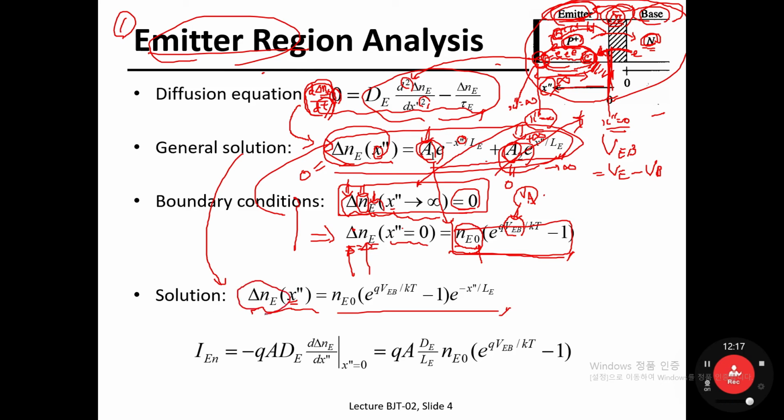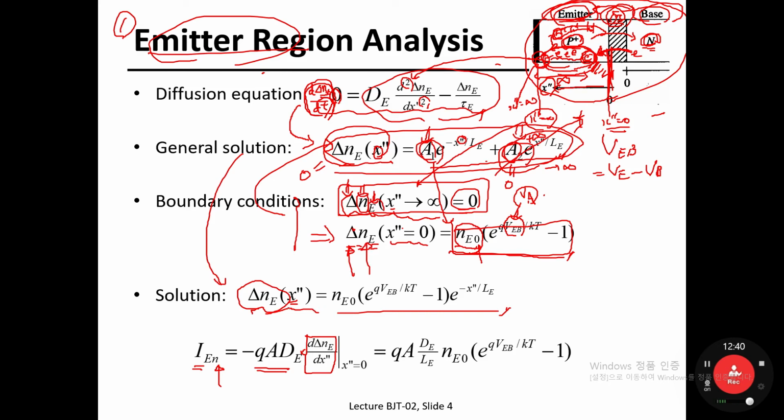This is not the final goal. The final target is we would like to know the emitter current induced by electrons. Okay, so I sub En is equal to some coefficient times what? Yeah, the excess electron concentration gradient. So you should take one derivative.